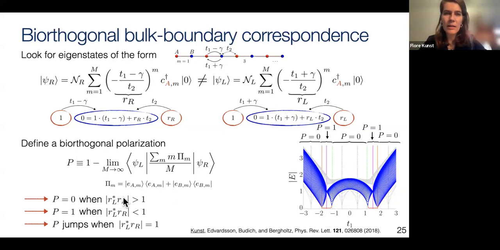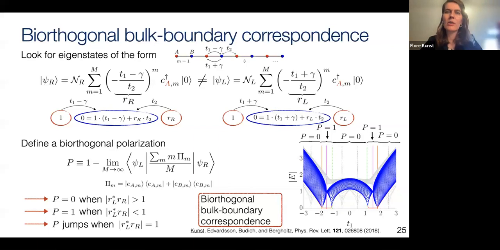If I were to just look at R_R or R_L separately, I would predict gap closings in the gray spectrum, not in the blue spectrum. And we call this a biorthogonal bulk boundary correspondence, because the biorthogonality of the system under OBC gives us exactly the information as to when bulk states appear and when boundary states appear.